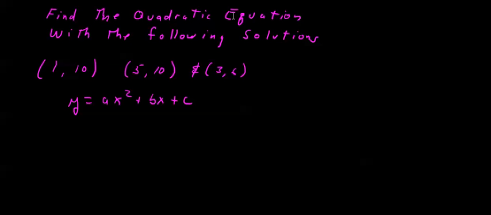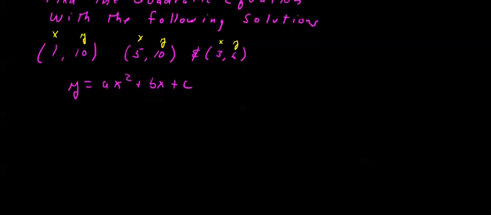All right, what we're going to do is use the general form of the quadratic equation, which is y equals ax squared plus bx plus c. And we're going to substitute this in for x, this in for y, then this for x, this for y, then this for x, and this for y. All right? And we're going to have a system of equations with 3 variables. But it's going to be a very simple system to solve.